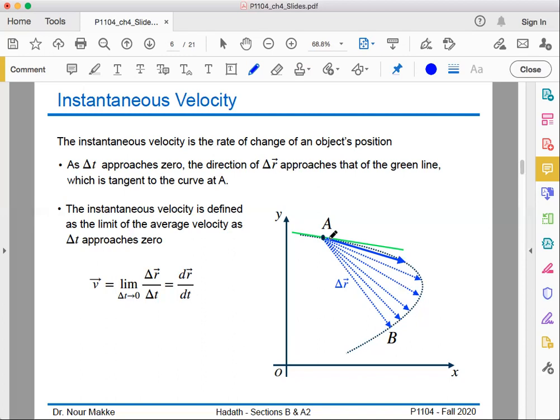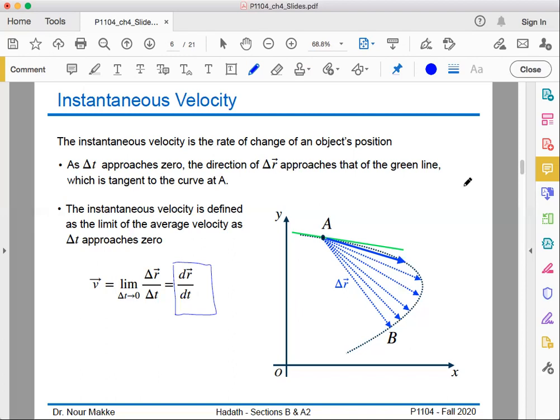So this is why we define the instantaneous velocity as the limit of the average velocity when delta T approaches 0. So we take the definition of the average velocity, and we say that the instantaneous velocity is the same, however, when delta T approaches 0. So when you take the limit of this expression as delta T approaches 0, you end up with the derivative of the position with respect to time. And from here, we can define the instantaneous velocity as the derivative of the vector position with respect to time. And this is what you need to know.